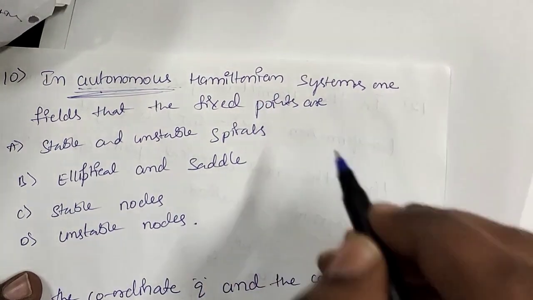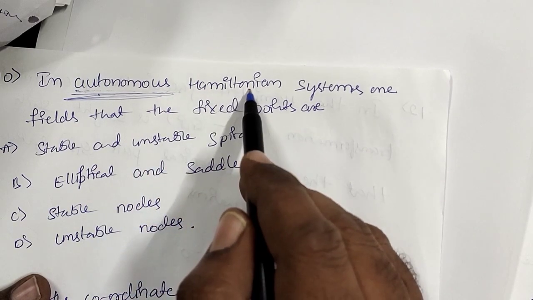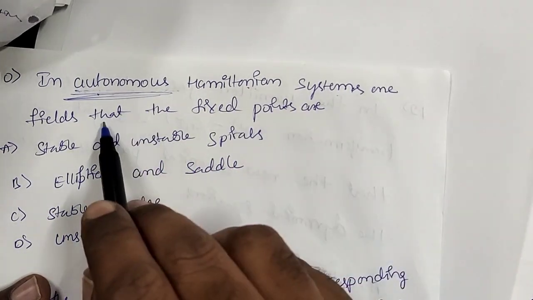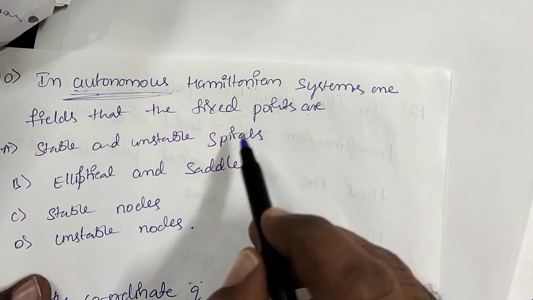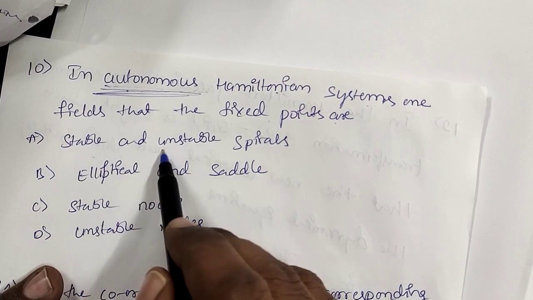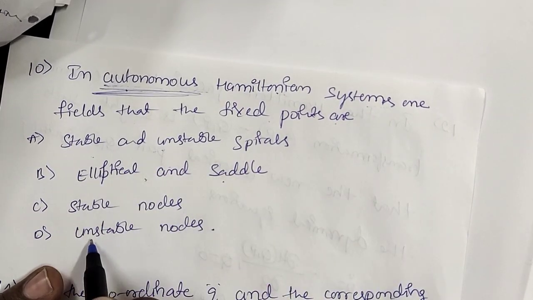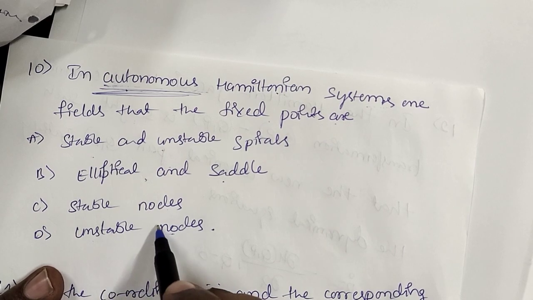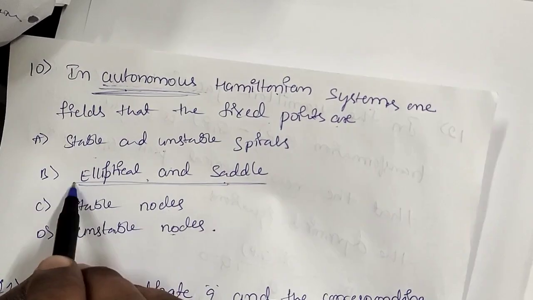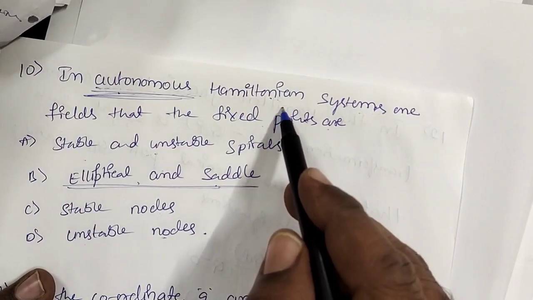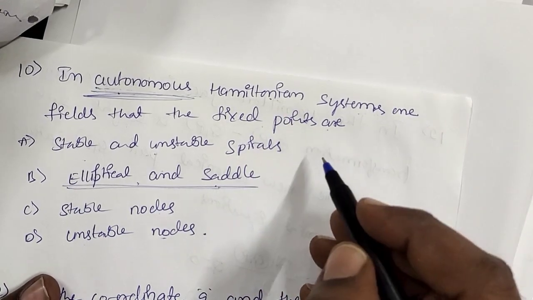So in this autonomous Hamiltonian, systems are fields that the fixed points are: stable and unstable spirals, elliptical and saddle, stable nodes, unstable nodes. So the answer is elliptical and saddle. So the Hamiltonian is preserved, this volume is preserved in classical mechanics.